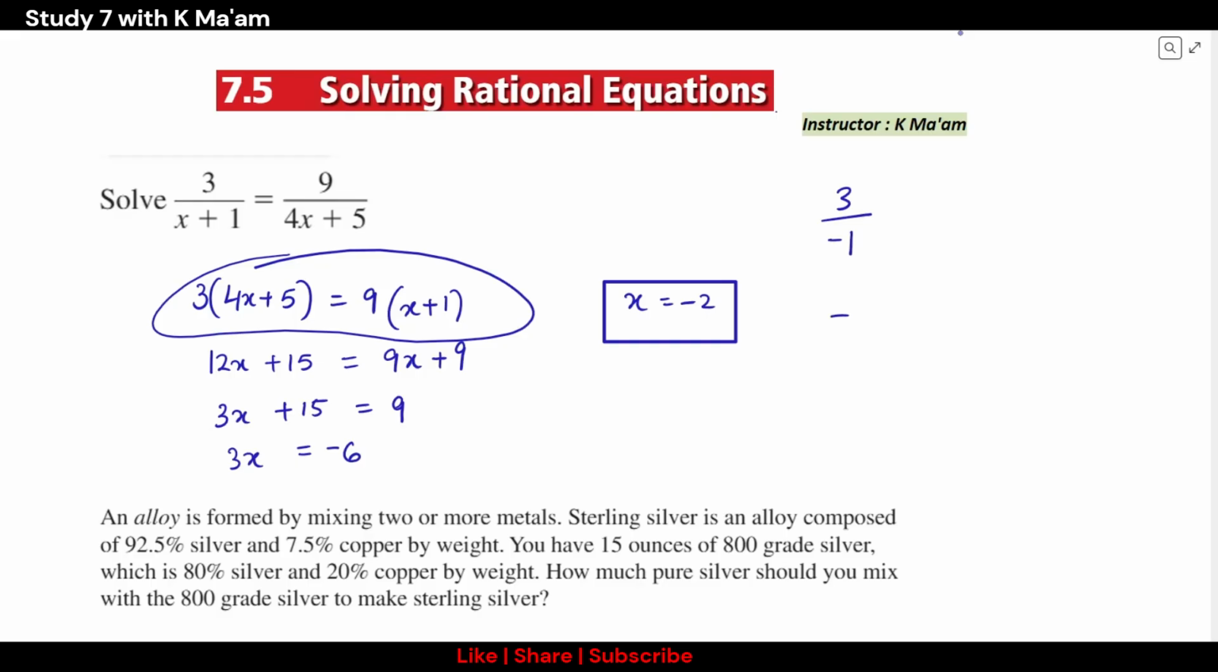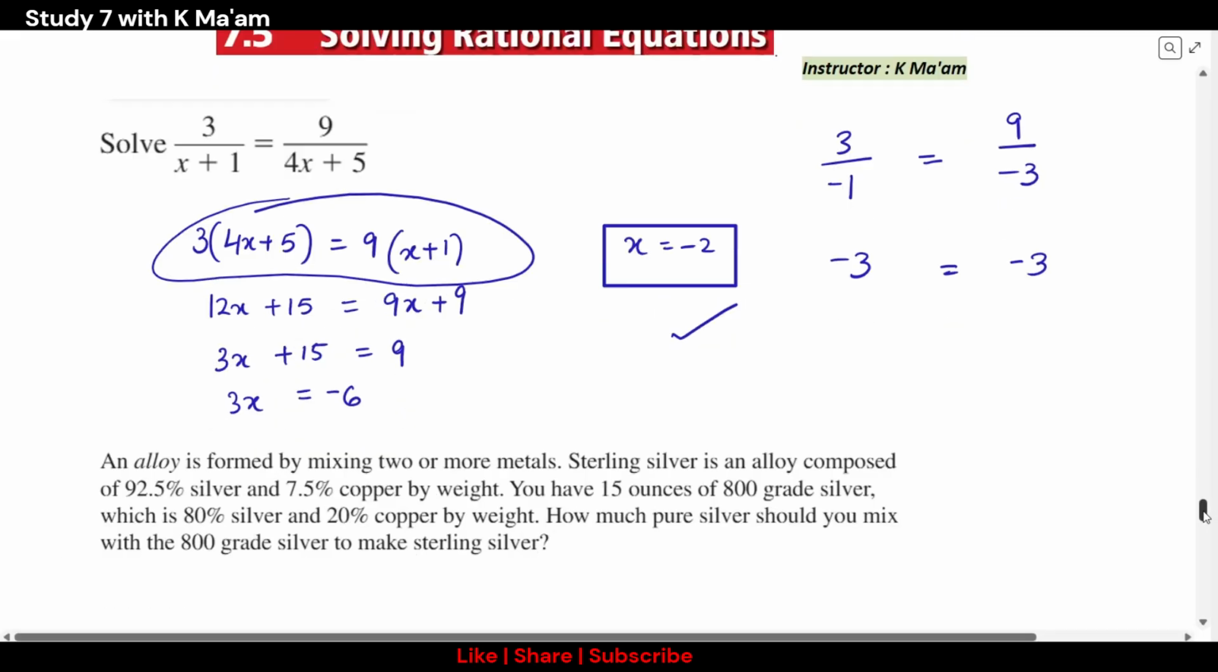Left side is negative 3. Right side: 9 over 4 times minus 2, which is minus 8, plus 5. It's negative 3. 3 threes are 9, so negative 3. So yeah, x equals negative 2 satisfies. This is the answer for this question.